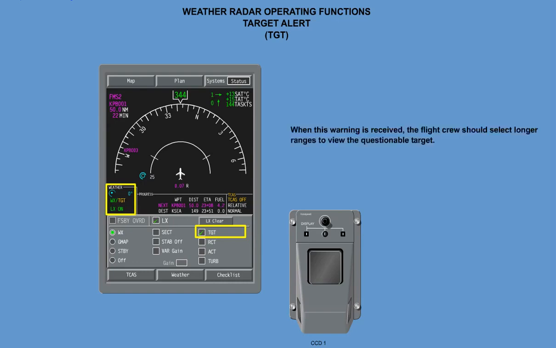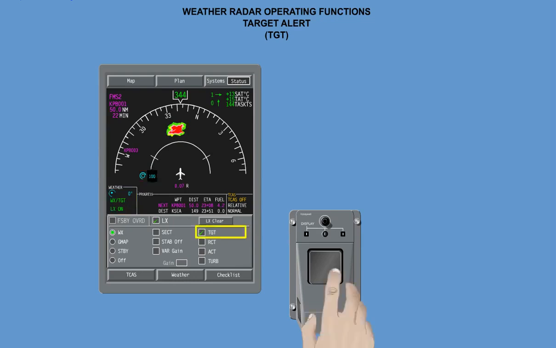When this warning is received, the flight crew should select longer ranges to view the questionable target. The Target Alert is inactive within the selected range. Selecting Target Alert forces the system to preset gain and turns off variable gain mode.